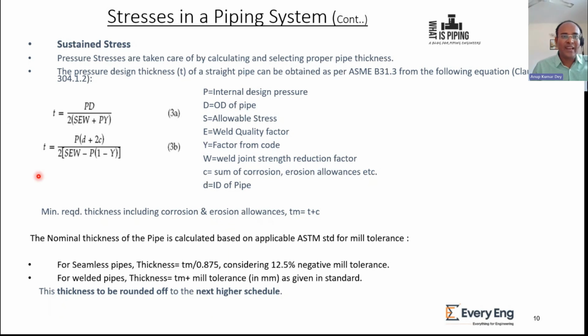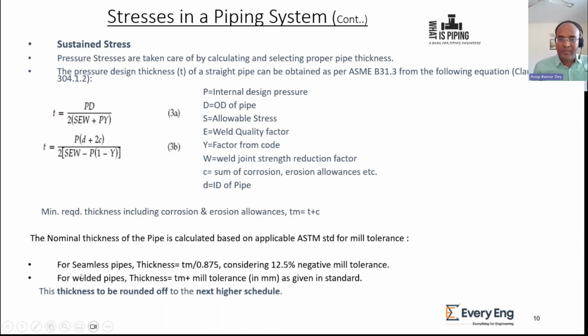Now, whatever we are calculating in this formula, t = PD / 2(SEW + PY), is known as pressure design thickness. That is the minimum thickness required to resist the internal design pressure. As I was telling, there will be corrosion also. So the minimum required thickness including corrosion and erosion allowance will be tm, and tm is t plus c. We will add the corrosion allowance to this calculated value, and that will be our minimum required thickness after corrosion and erosion allowance. Now there will be some manufacturing tolerances also, known as mill tolerance, because we cannot produce the same dimensions every time. There has to be some allowance. That is known as mechanical allowance or mill tolerance, and we have to consider that also in our calculation.